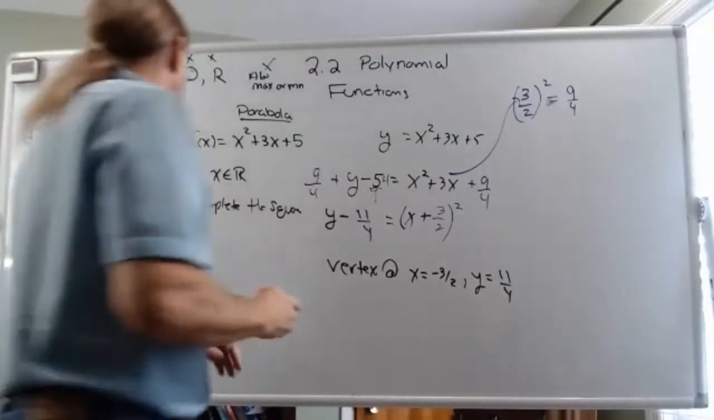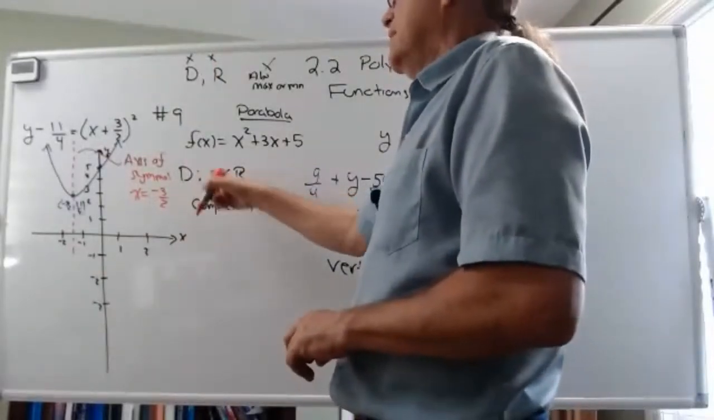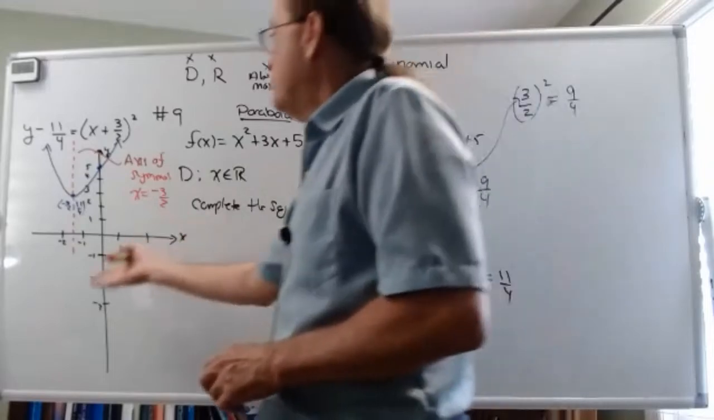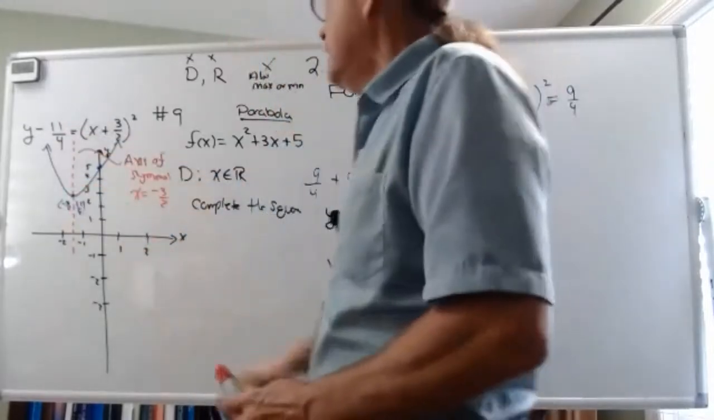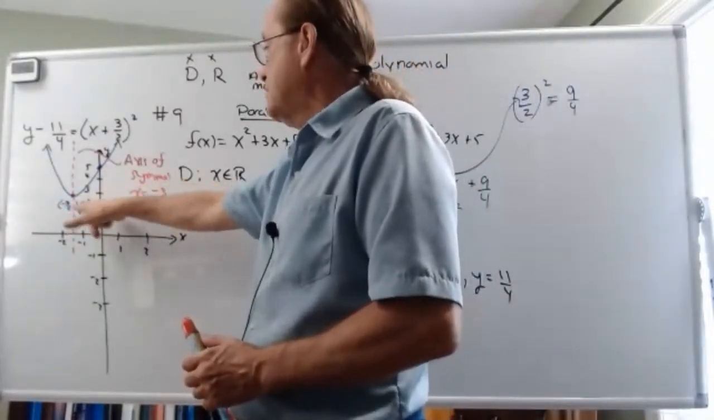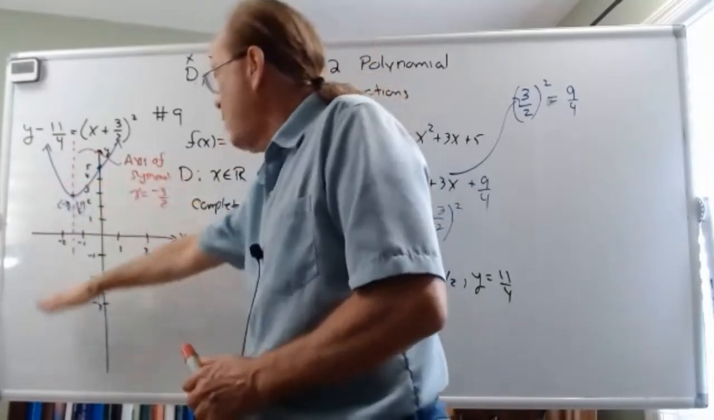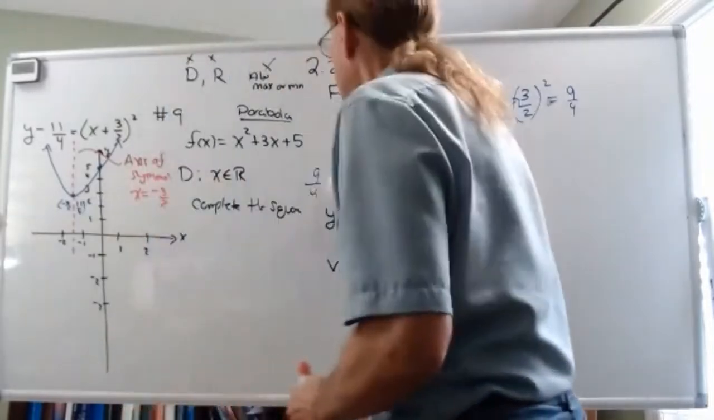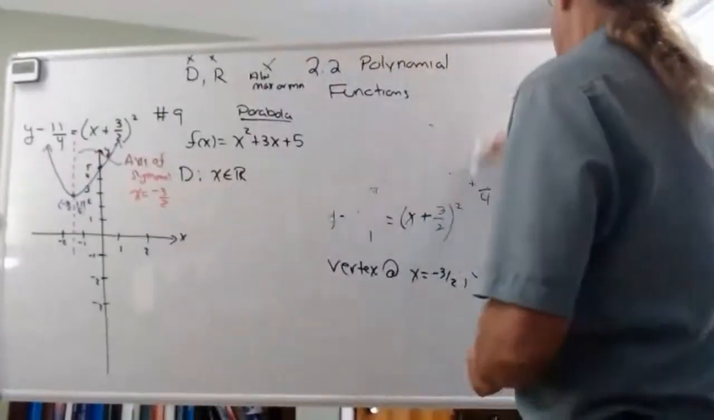When we have this picture, we can then start dealing with the range. The range of that function is all the possible y values. From this picture, we can see very clearly that y has to be greater than or equal to 11/4. I'll never get a y beneath that. So I can then talk about the range over here.